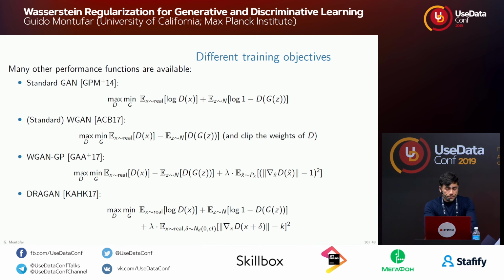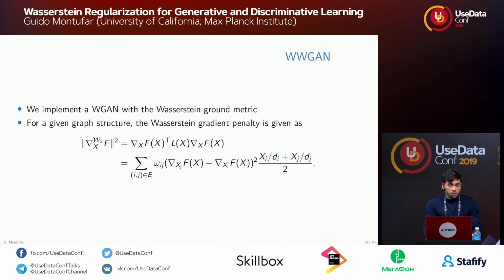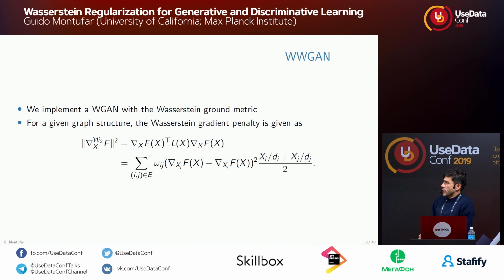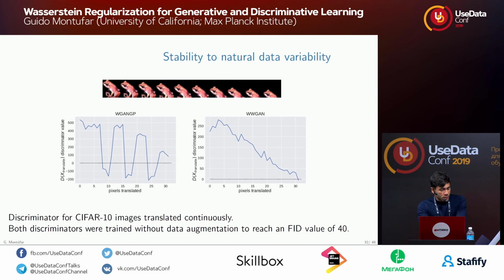So we want to use this and replace the gradient penalty by a gradient penalty that is measured with respect to a Wasserstein ground metric on image space. And this would look like that. Now, when we do that, we find that we're actually able to learn models that are much more stable.